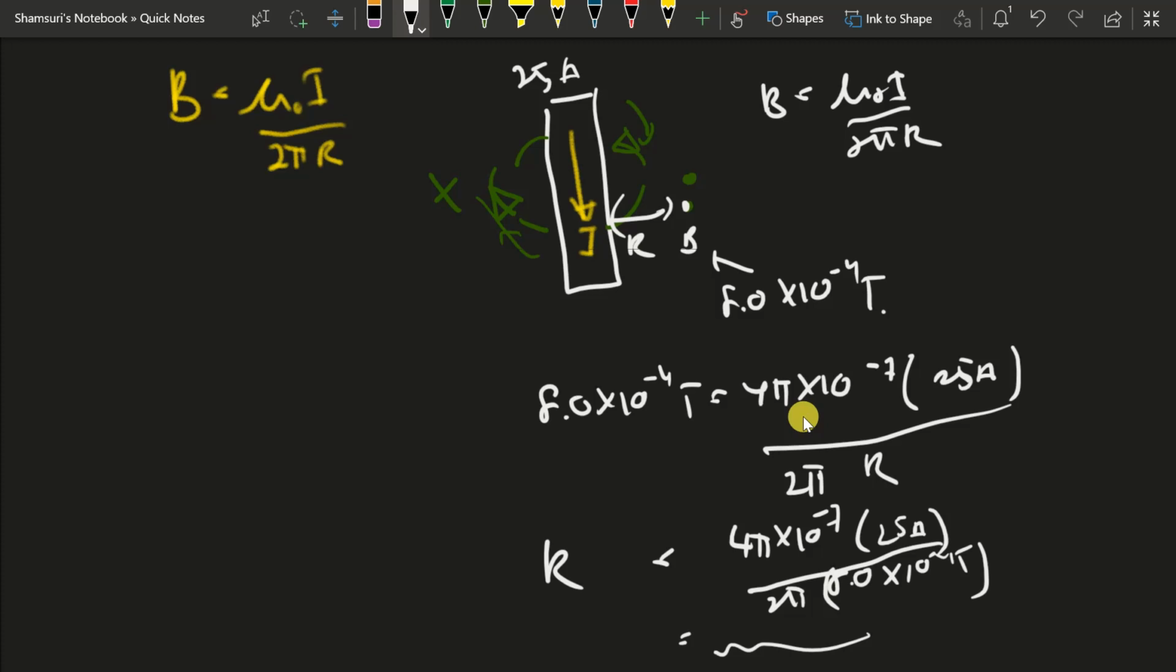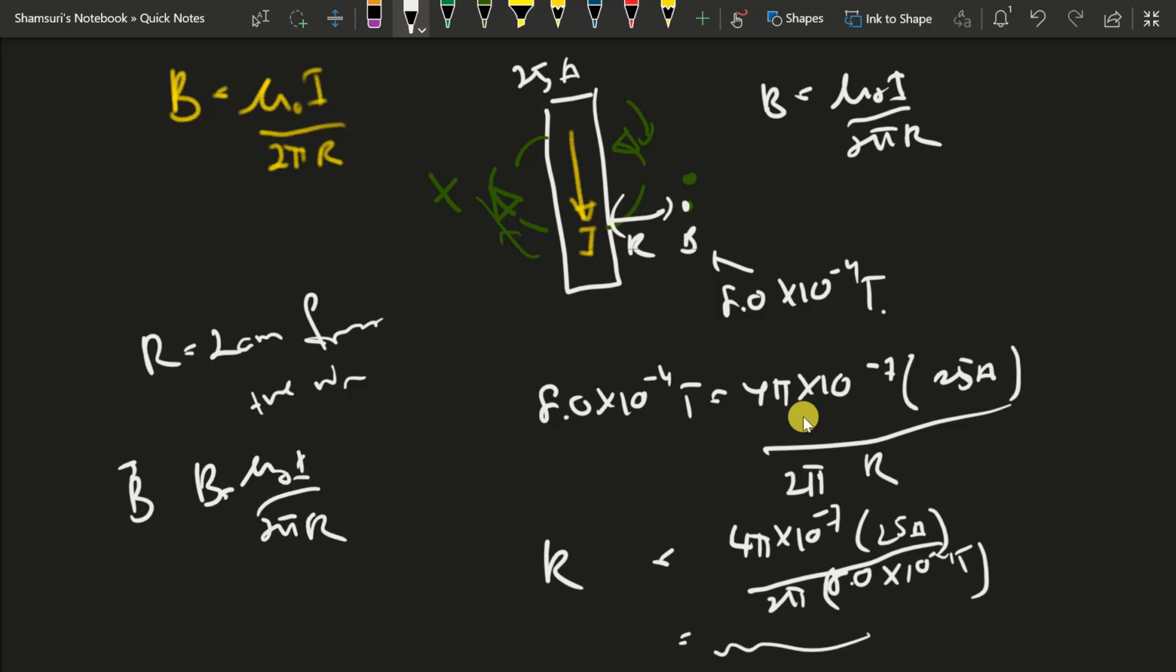Same thing if you have also been given the value of R, where R is maybe 2 cm from the wire, so you can just get what is the magnetic field. So you can just use B equals mu naught I over 2 pi R. Then you can just fill in the mu naught I, and then you also need the value of I. What is the I?